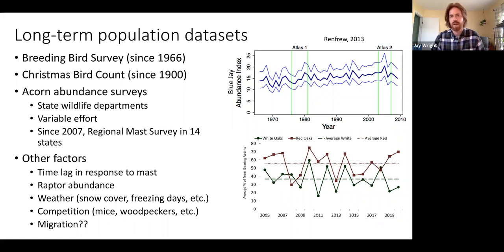But there are also, of course, lots of other factors that could go into blue jay population changes. We're going to first look at acorn abundance, but then we need to take into account a lot of other things, like raptor abundance, the main predators. Of course, weather is going to play a big factor, particularly snow cover and freezing cold days. We had a lot of birds that died in this past season, during that period in January and February where we had continuous snow cover for a long time in Ohio. That makes it harder to find their acorn caches and other food in general. Also, potentially looking at populations of competitors like mice and woodpeckers, which are eating the same resources as blue jays. And then another big question mark is migration and how that plays into these long-term population counts.